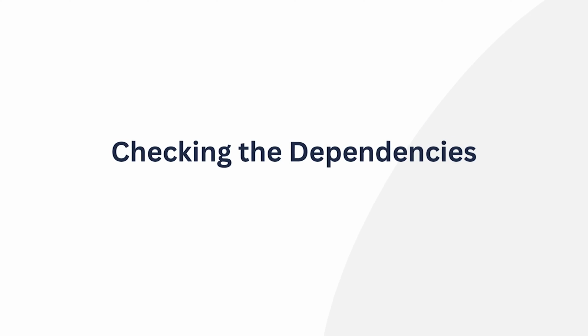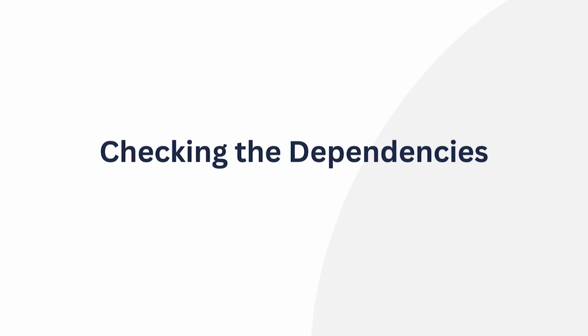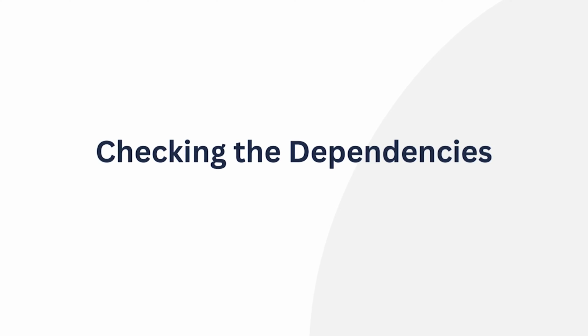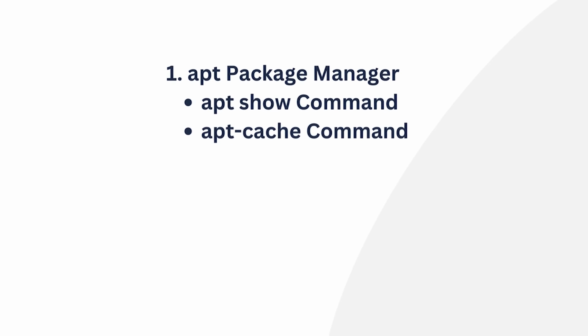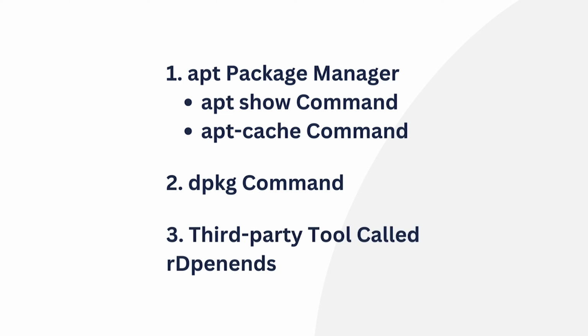Sometimes checking the dependencies of a software package becomes the first step of installing the software. You can use three different methods to check dependencies in Ubuntu. These are apt package manager through apt show command and apt-cache command, then the dpkg command, and finally a third-party tool called apt-rdepends.